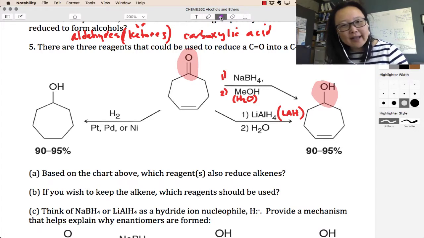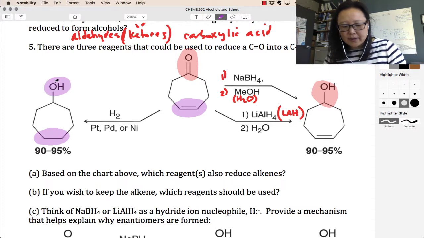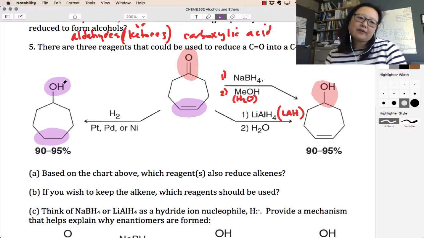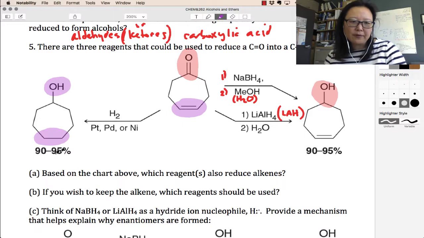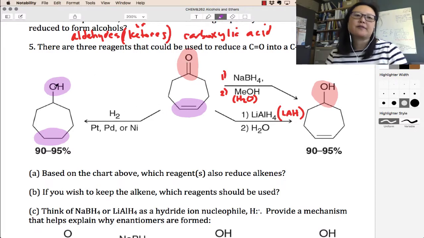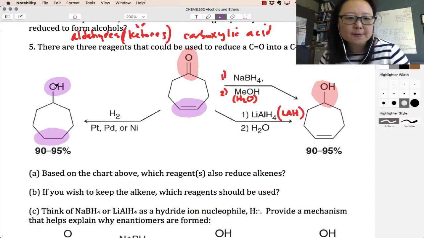Now notice there's another kind of reduction, which is of the pi bond as well, and the carbonyl group. And so a really good reducing agent for that is just like we've learned before with pi bonds, H2 on palladium, platinum, or nickel is fine. But make note that H2 will also reduce the carbonyl group. So keep that in mind.